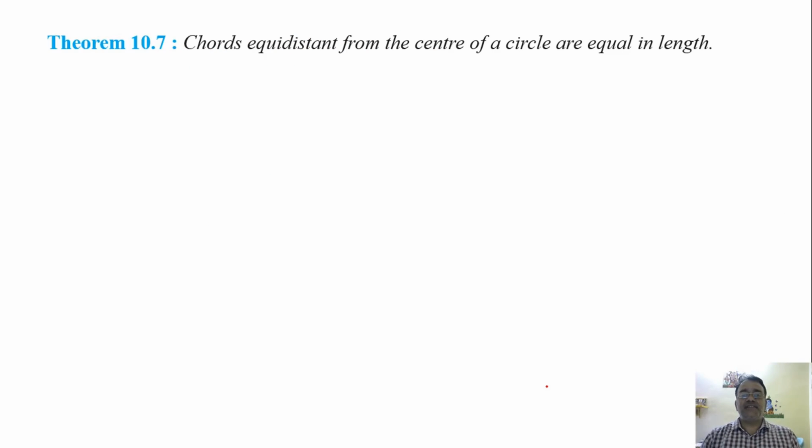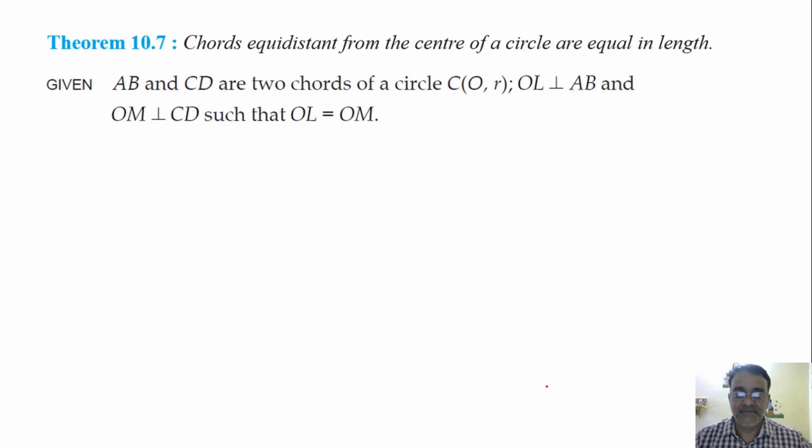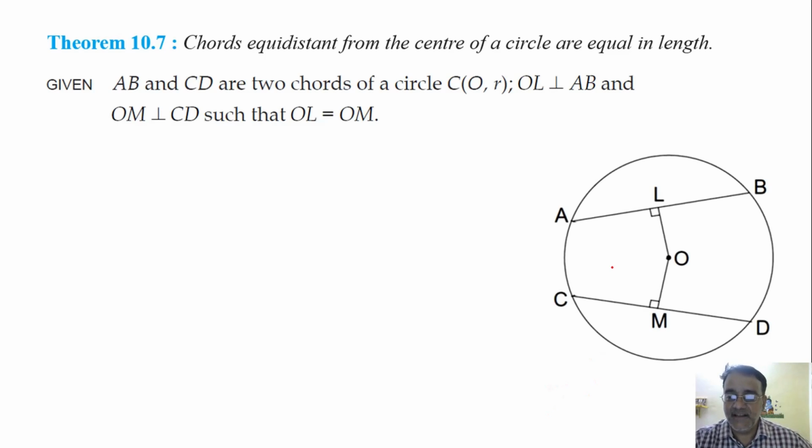Right. So next, chords equidistant from the center of a circle are equal in length. तो अभी हम लोग क्या पढ़ रहे थे कि अगर chords equal है तो वो equidistant है from the center. Now if chords are equidistant from the center, they are equal. Converse. So यहाँ पे दो chords ले रहे हैं AB और CD such that their perpendicular distances from the center are equal. Now we have to show that chords are equal, that is AB is equal to CD.